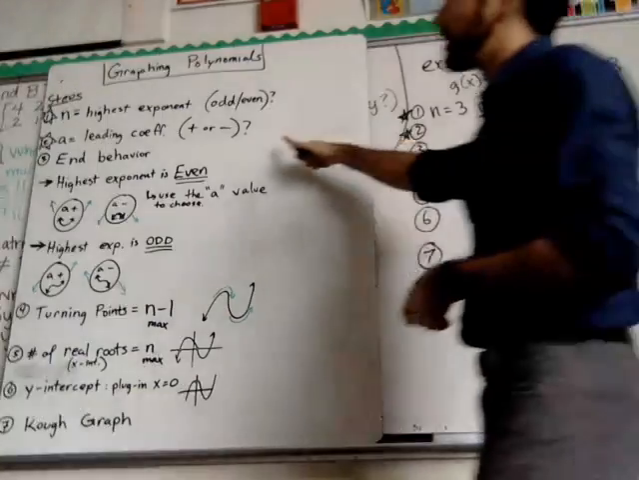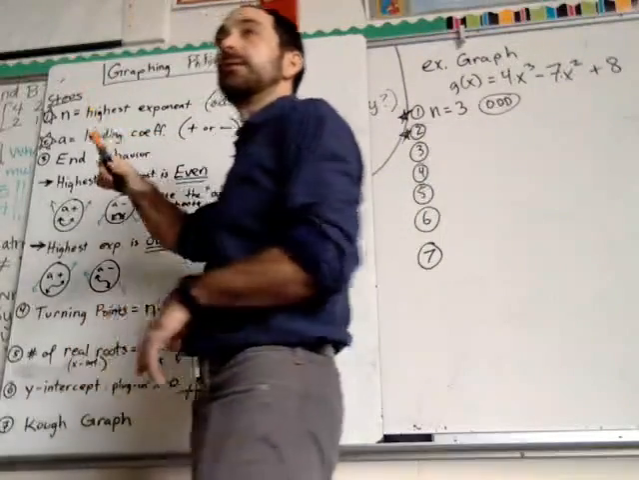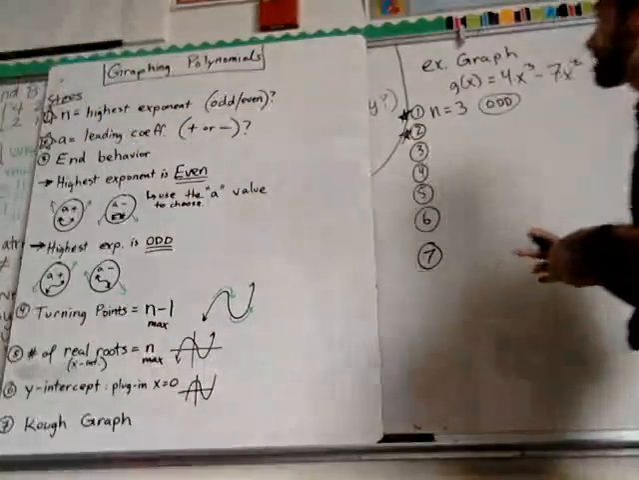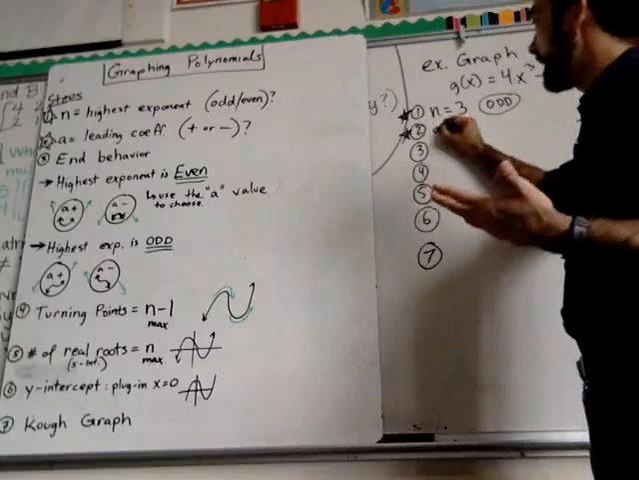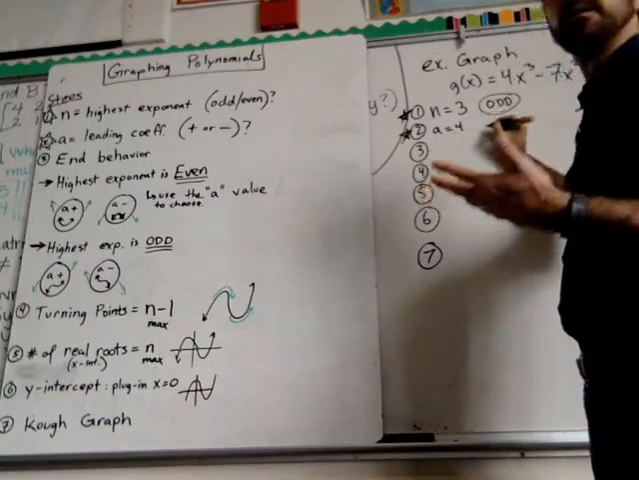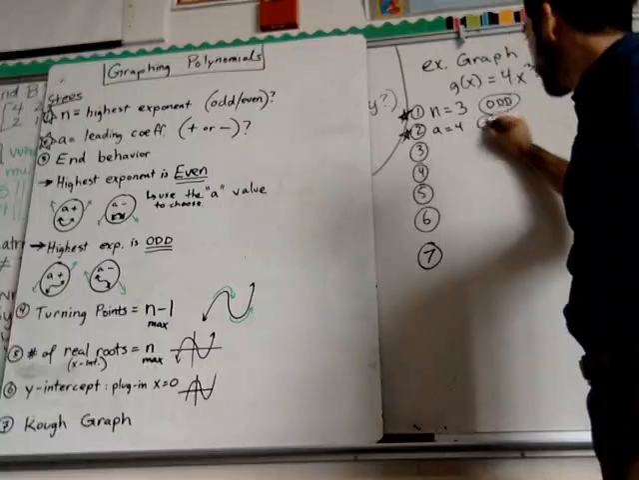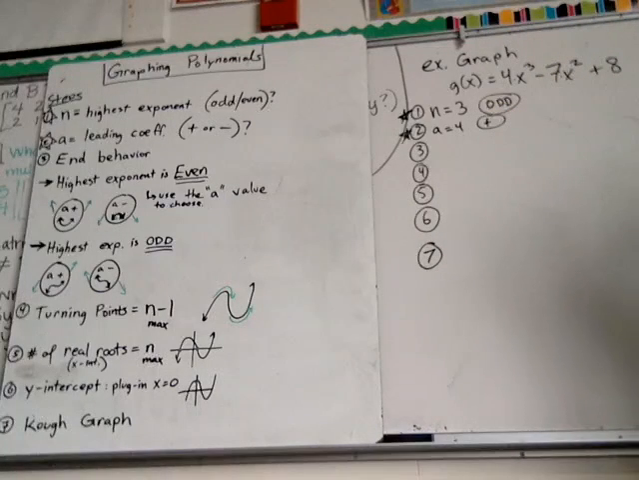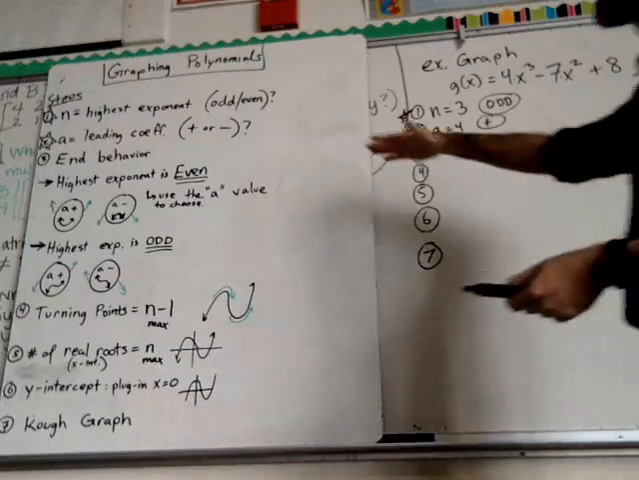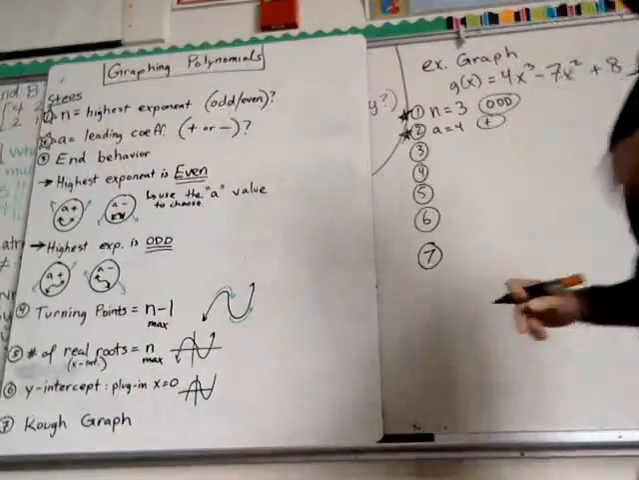So let's look here. What is our leading coefficient? Connor, what's my leading coefficient up here? The leading coefficient is 4. Perfect. A is 4. Positive or negative? Positive. Got it? Okay. So we have 1 and 2 done. All the rest comes from 1 and 2. All the other steps come from 1 and 2.